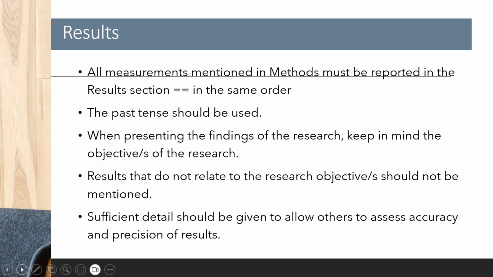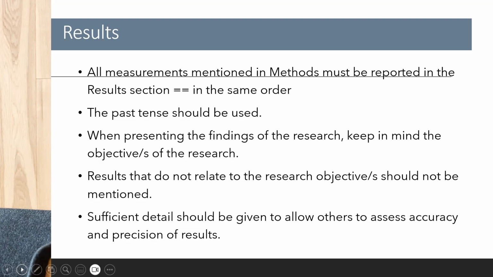Do remember that all measurements that you mentioned in methods must be reported in the results section, ideally in the same logical order as they were presented previously. The results section should be written in the past tense. When presenting the findings of the research, keep in mind the objectives of the research. This is where I'm coming from when I say you just write what your objectives mean to find out.